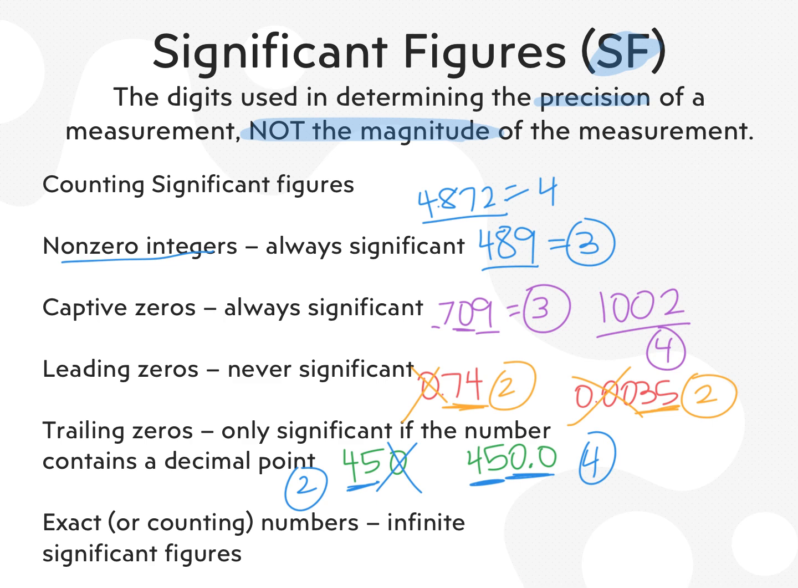And then the last type is an exact or a counting number, and so by exact we're talking about a definition or a counting number. A definition, like there are exactly 12 inches in 1 foot. So 12 inches in 1 foot is a definition, so it's an infinite number of significant figures. Or if I have 18 pencils in my hand, that is an infinite number of significant figures because there are exactly 18 pencils. One of them might be shorter or one of them might be longer, but I can count physically 18 pencils, therefore it is an infinite number of significant figures.